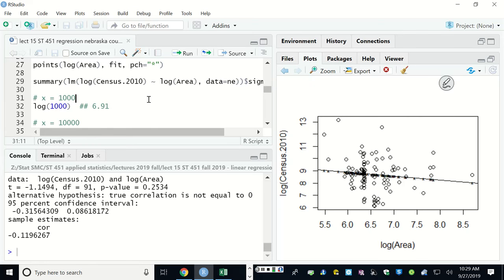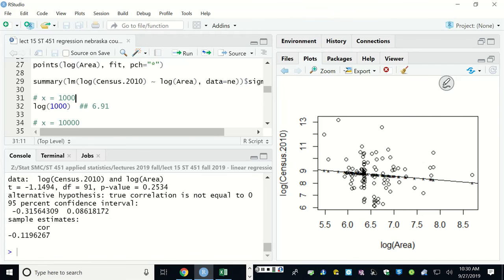Let's think about doing predictions and confidence intervals for predictions. What if we had a county that was 1,000 square miles, a little over 30 by 30 square miles? So the log of 1,000 is 6.91. So 6.91 is going to be here, so our prediction is going to be up here in the middle.